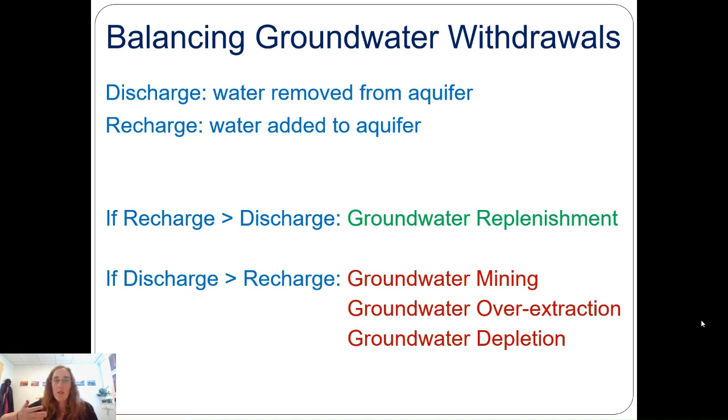What you finished up with on the prior quiz was that you were trying to think about what would happen in situations where you're adding water to the ground. Does that make the water table drop or rise? And if you're taking water out of the ground, what does that do to an aquifer?